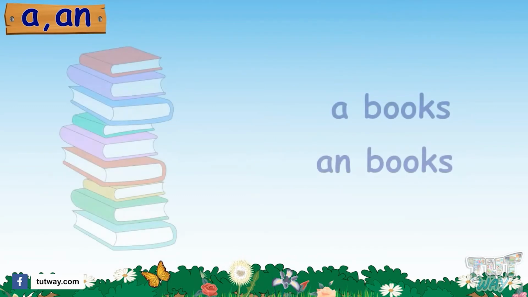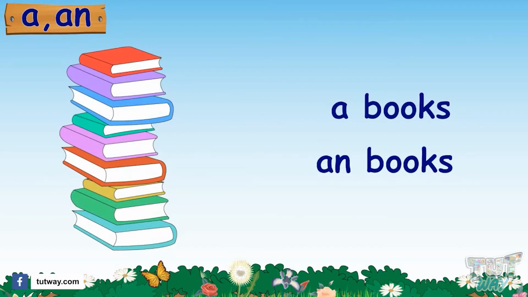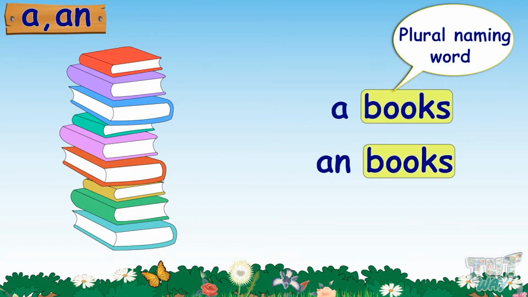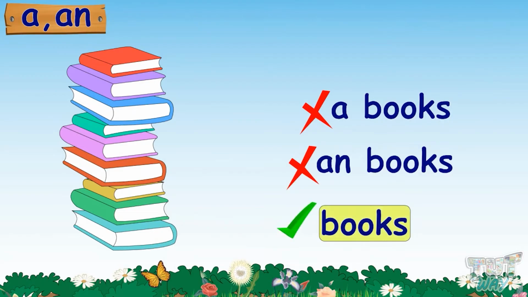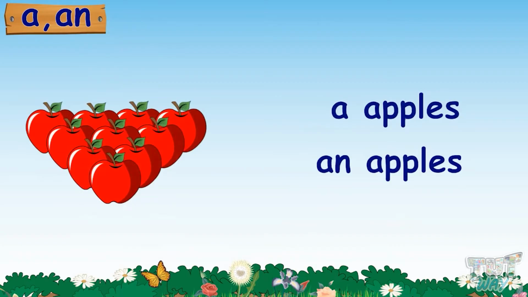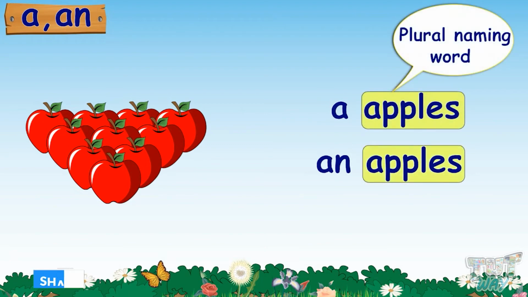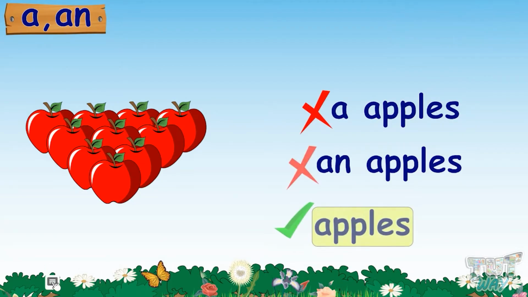Here we have the picture of some books. That is, more than one book. So, books is a plural naming word. We will use neither a nor an. We will say these are books. We have the picture of some apples. Apples is a plural naming word. So we cannot use a or an with apples.